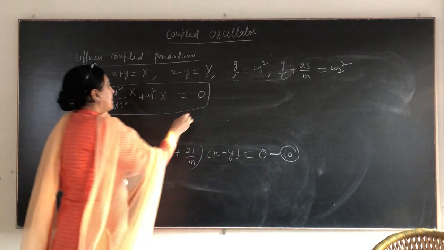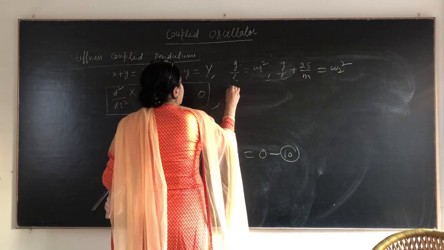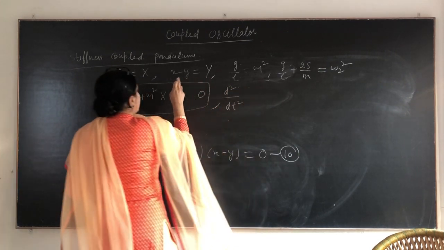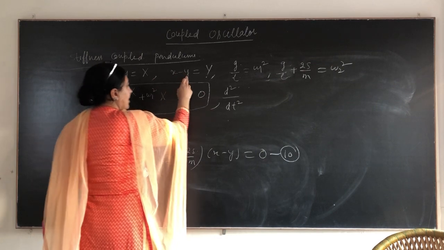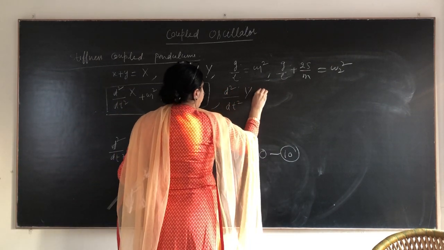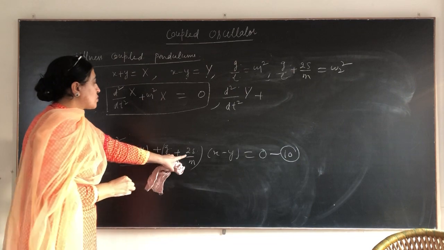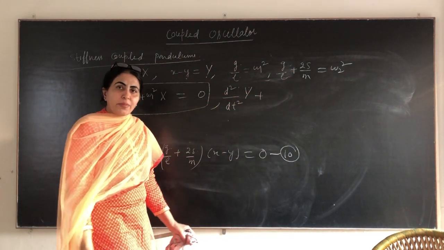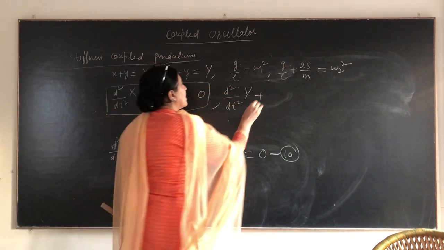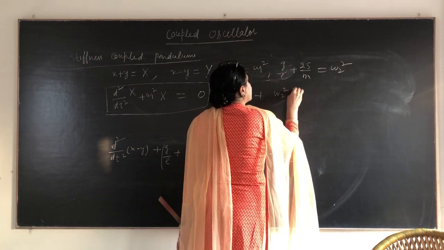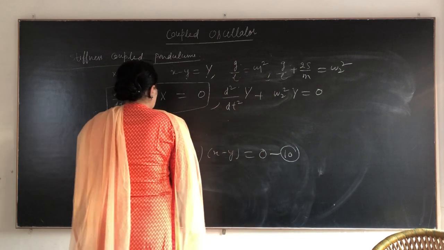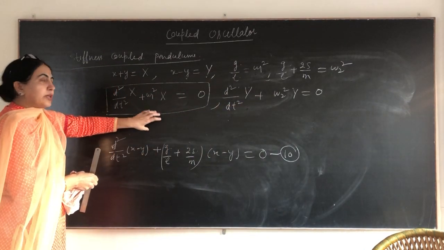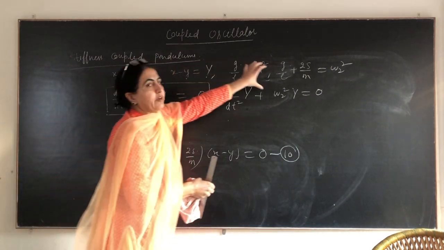Similarly, equation number 10. The double derivative of capital Y, equal to small x minus y, so this is capital Y plus g by L plus 2s by m, and g by L plus 2s by m is equal to omega 2 square. I put this, so omega 2 square Y is equal to 0. So equation number 10 reduces to this, and equation number 9 reduces to this by putting these two values.